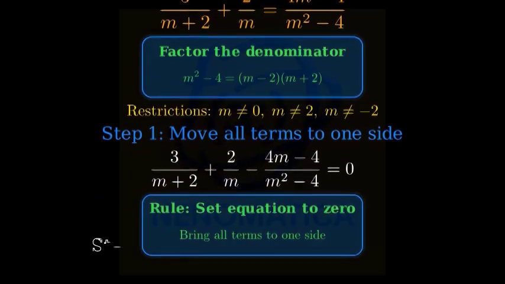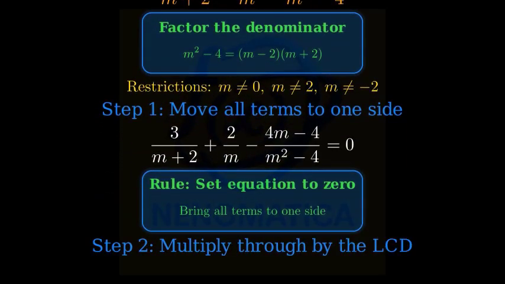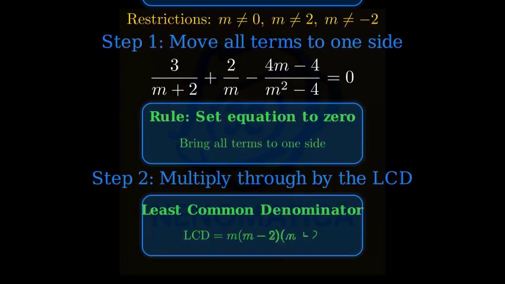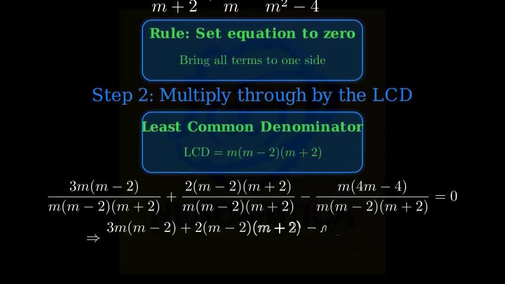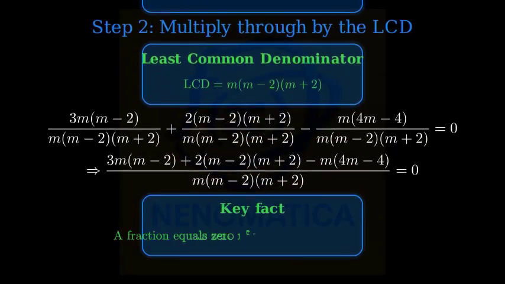Step 2. Use the least common denominator to combine the fractions. Since m squared minus 4 equals (m minus 2)(m plus 2), the least common denominator is m times (m minus 2) times (m plus 2). Multiply each term by the common denominator and simplify. Step 3. Expand the numerator carefully.